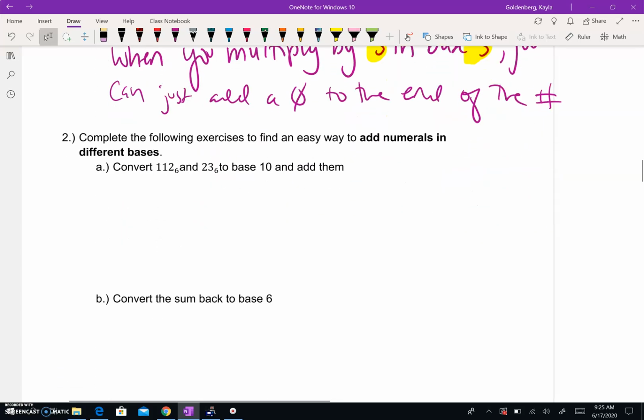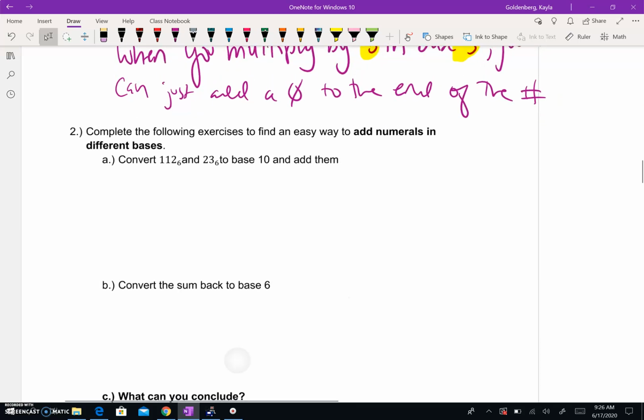Okay, so we're going to complete the following exercises to find if there are any fast shortcuts to add numbers in different bases. Okay, so what I want to do is convert 112 base 6 and 23 base 6 to base 10, right? So we're going to take base 6's, make them base 10. Then we're going to add them. Then we're going to switch them back to base 6 and see if there are any shortcuts we're noticing. Okay? So I think you guys can do A and B on your own based on our new knowledge of bases and how to rewrite them.